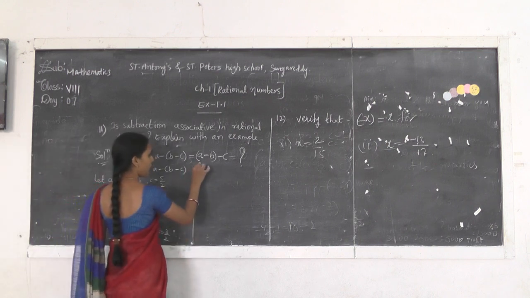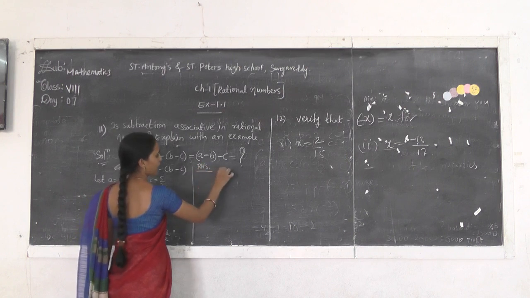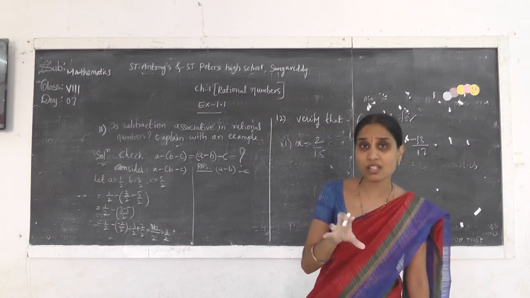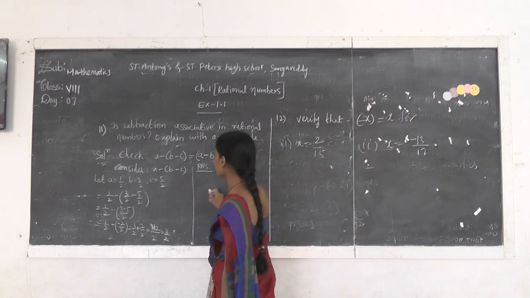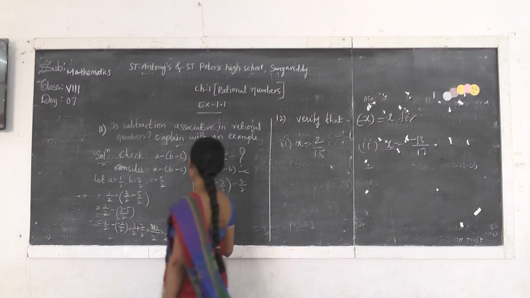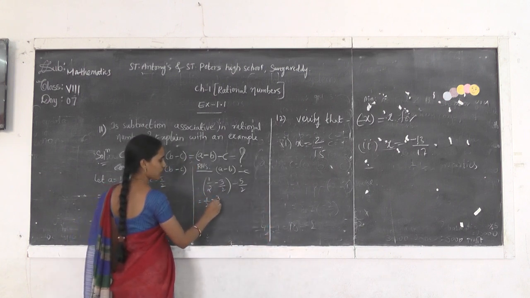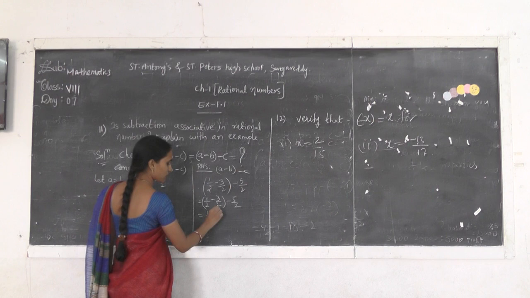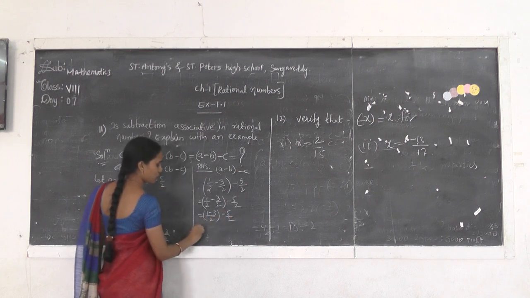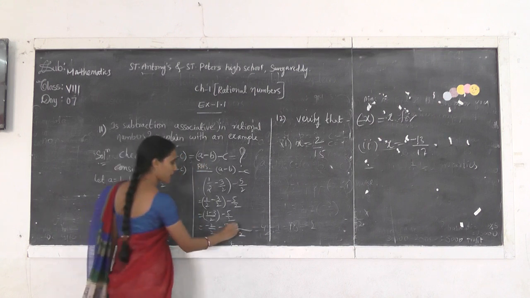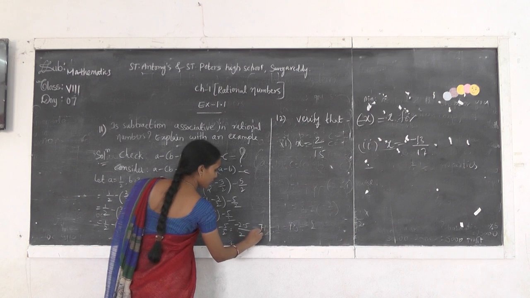Now consider the RHS. What is the RHS? A minus (B minus C). If you observe, I just interchanged the brackets in between the three numbers. Now A value is 1 by 2, B value is 3 by 2, C value is 5 by 2. First we should simplify these two: 3 by 2 minus 5 by 2. So it will become 1 by 2 minus of minus 2 by 2. This is 1 by 2 plus 2 by 2... These are like fractions. We should write the denominator as 2, and minus 2 minus 5 is minus 7 by 2.